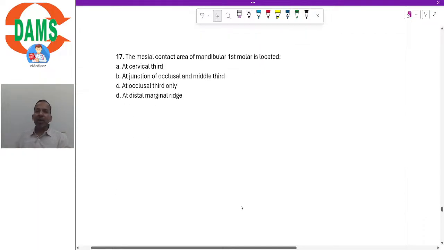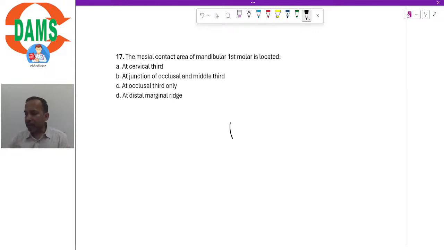So the mesial contact area of mandibular first molar is located where? Let's say this is the first molar, this is the second molar, and this is the third molar. We need to find out the location of the mesial contact of the first molar.